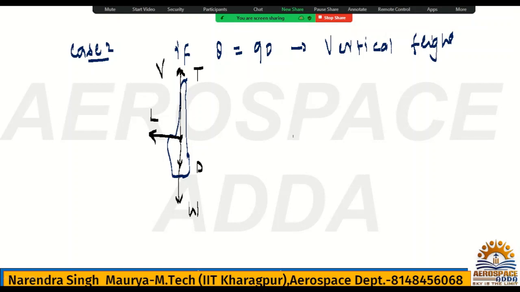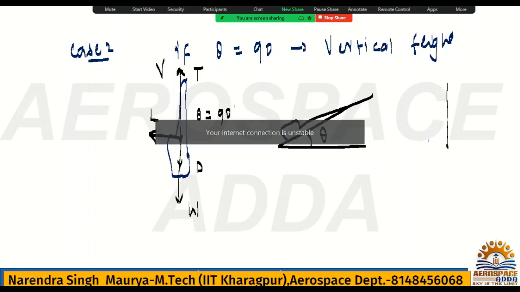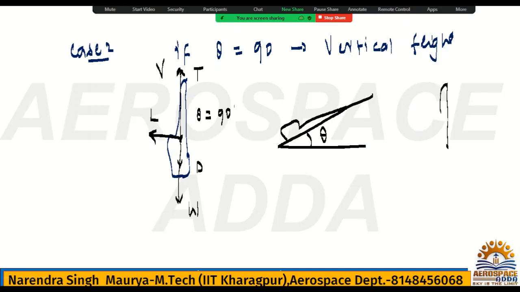Try to relate it. See, this is the theta. From horizontal it is theta. If I make theta equal to 90 degrees, that means it becomes vertical flight. Just imagine it and draw properly. Draw the diagram accurately. So if it is 90 degrees, draw the diagram properly like this. Agree? So in this case, if theta is 90, what will be the cos 90?